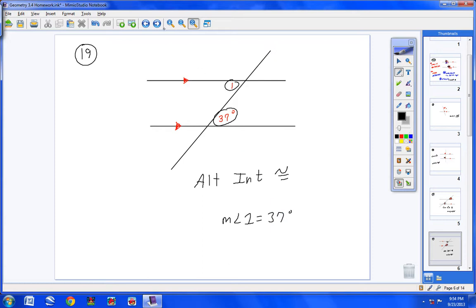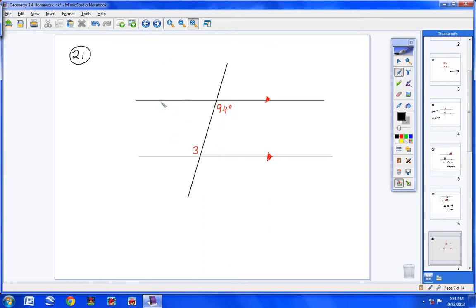Let's take a look at number 21. Same thing. I have two parallel lines cut by a transversal. Here are my two angles right here. And notice they're on the inside, so they're interior angles. And notice they're on different sides of the transversal, so they're alternate. Alternate interior angles. Alternate interior angles are congruent. And so if this angle here is 94 degrees, then the measure of angle 3 also has to be 94 degrees.